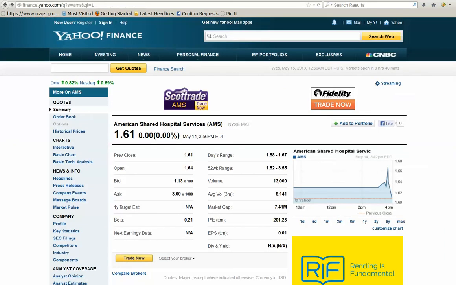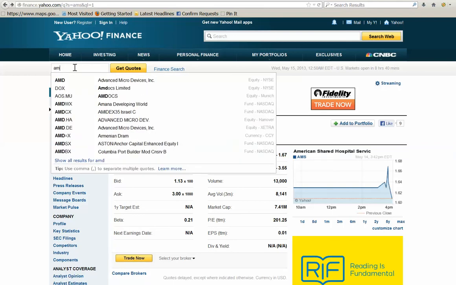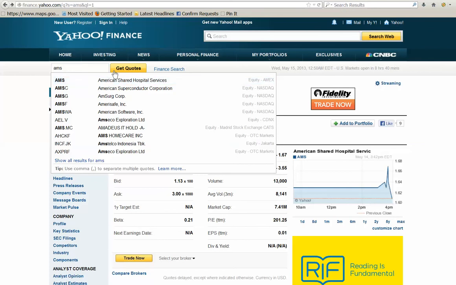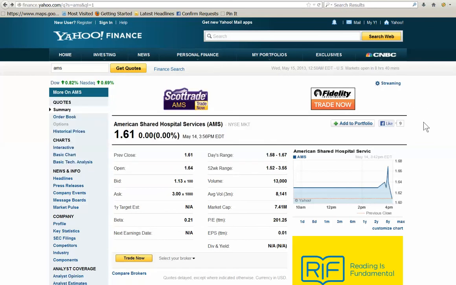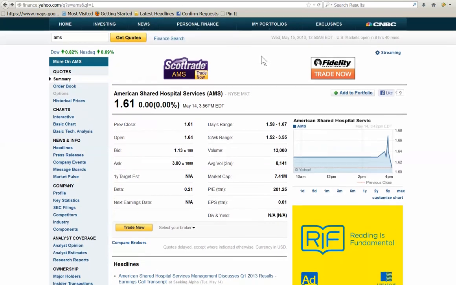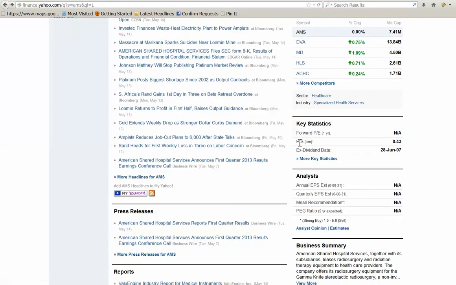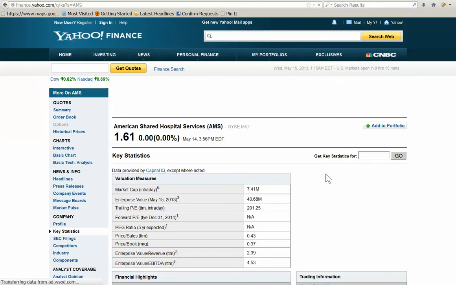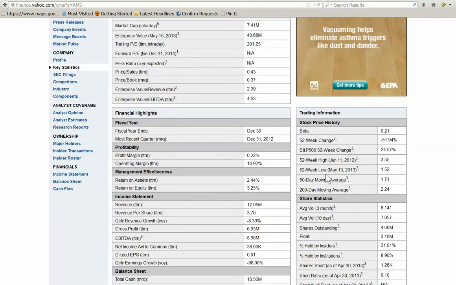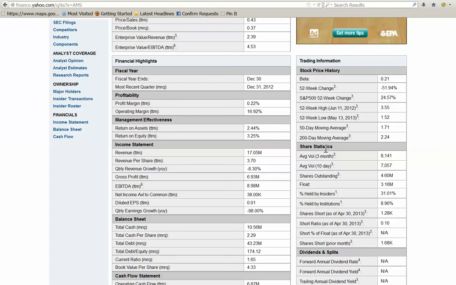So then I go to finance.yahoo.com, and you can simply type in AMS here, and then you'll find American Shared Hospital Services. I've already done that obviously. Now you come to this page, and then you need to come down here where it says key statistics, and click on more key statistics. Here we go, more information, and here we are, share statistics, shares outstanding 4.6 million.